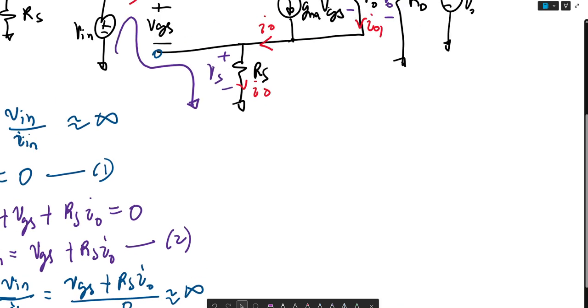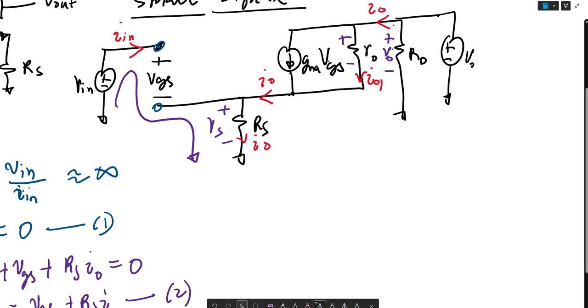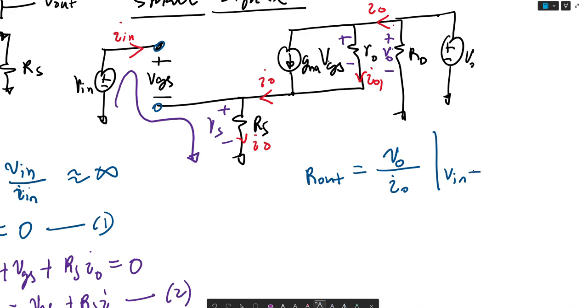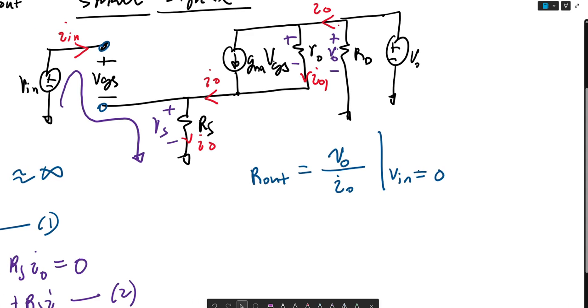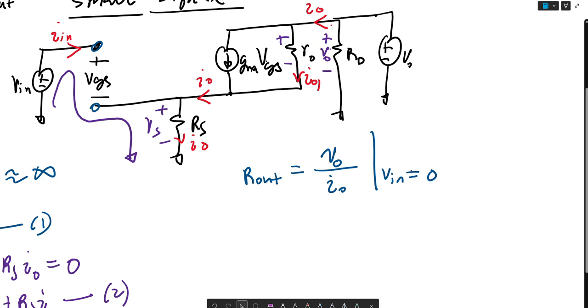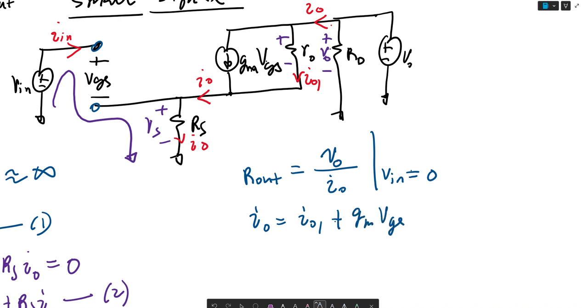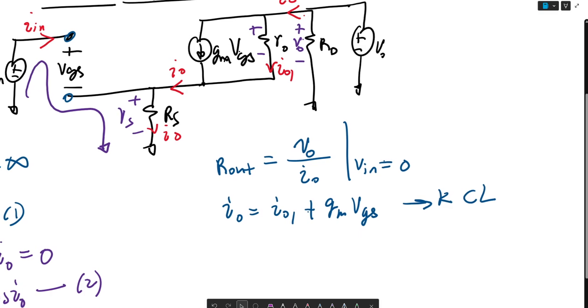But now let's figure out Ro, the output resistance. In order to figure out Ro, or Rout, we consider that this is equal to Vout over Iout when Vin is equal to 0. So what is IO? We could say IO is equal to IO1 plus gm VGS. And this is using KCL. This is solving for currents.